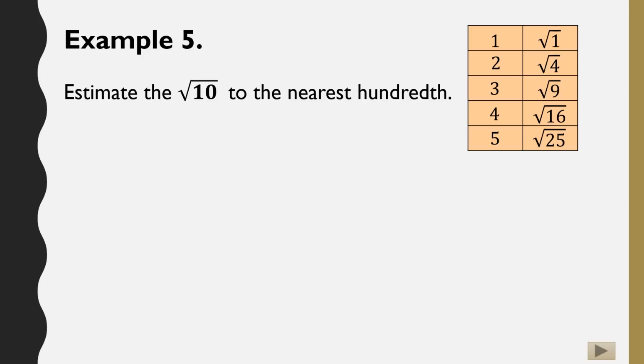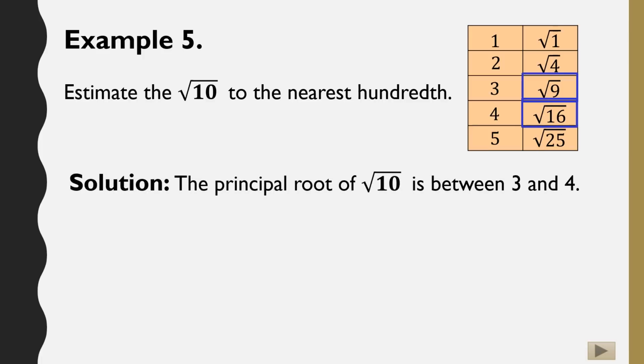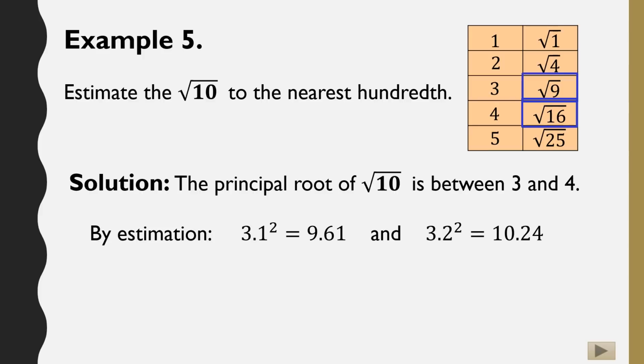So, saan nakapagitan o saan nakapagitna yung square root of 10? Okay, iyon ay nasa gitna ng square root of 9 at square root of 16. So, for the solution, the principal root of square root of 10 is between 3 and 4 because the square root of 9 is 3 and the square root of 16 is 4. By estimation, since ang question is i-estimate daw natin ang square root of 10 sa nearest hundredths, so hindi lang siya ganito. So, kailangan nating isulat yung hundredths.